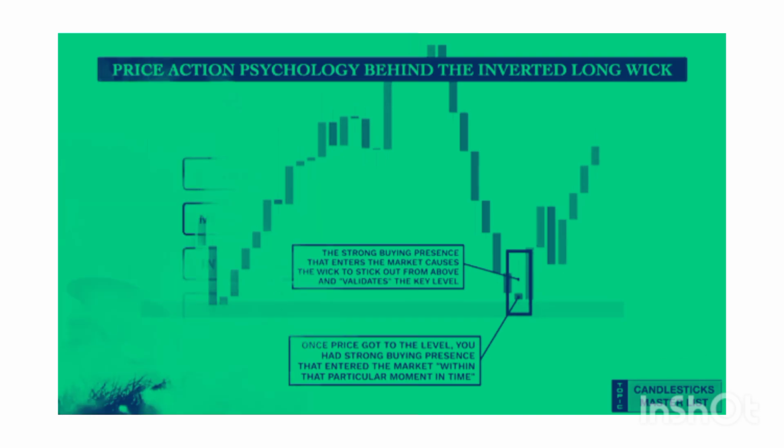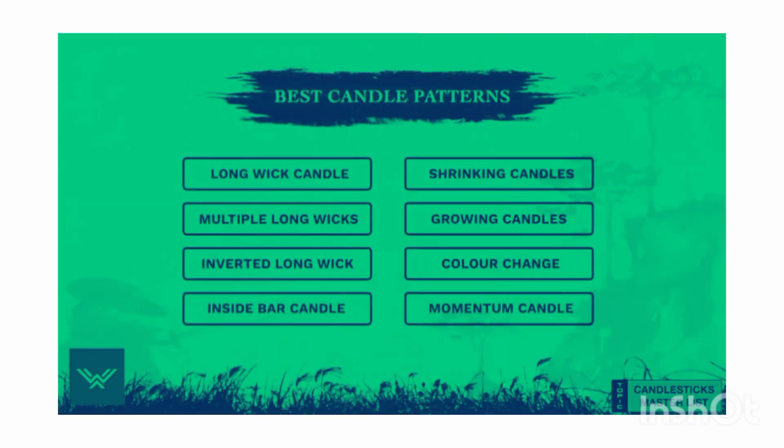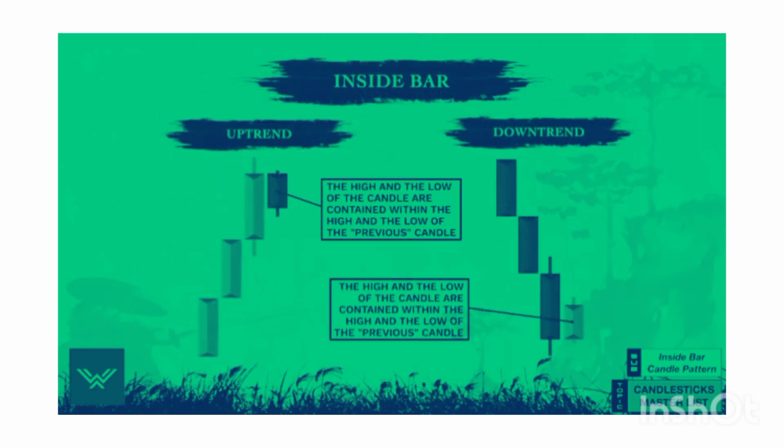So next, the inside bar candle. This is where the high and the low of the candle are contained within the high and the low of the previous candle. Now on the charts.